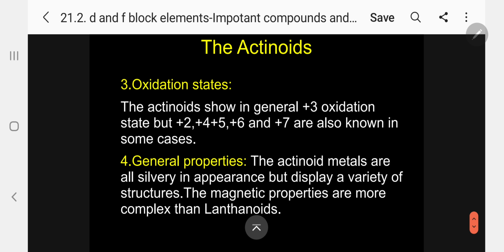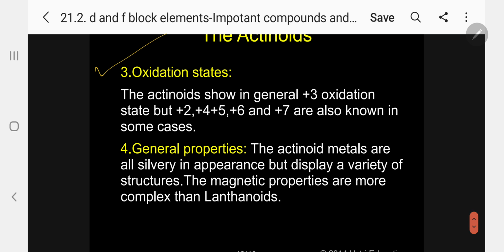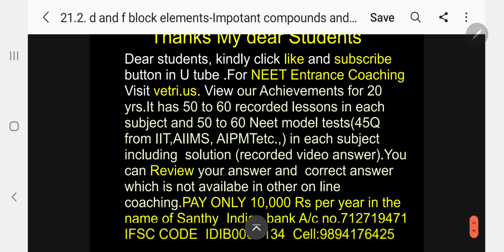Kindly follow. Oxidation state: in general +3 is the common oxidation state. It is a more stable oxidation state. But other oxidation states +2, +4, +5, +6 and +7 are also known in some cases. So it is more complicated than lanthanides. Please follow. General properties: the actinoid metals are generally silvery in appearance but display a variety of structures. The magnetic properties are more complex than lanthanides. So I come to the conclusion.